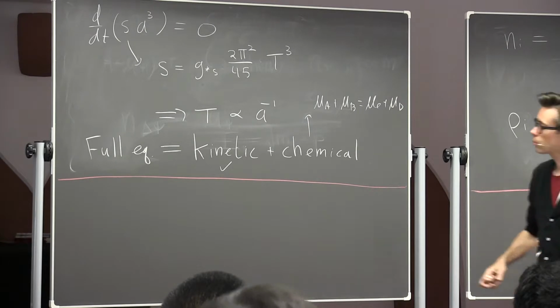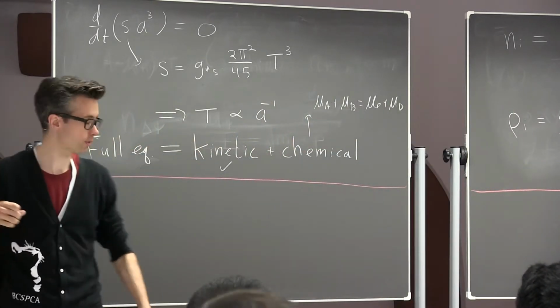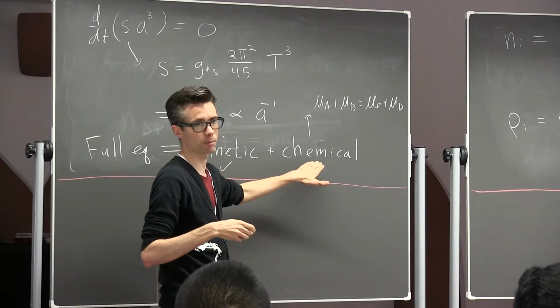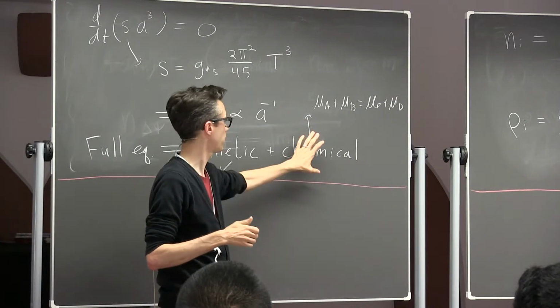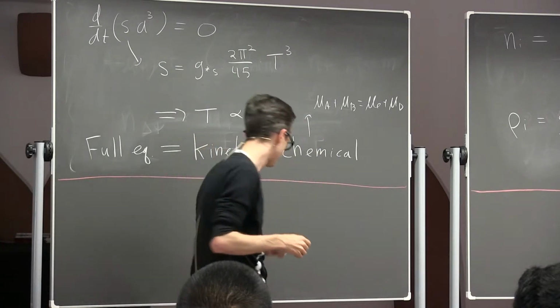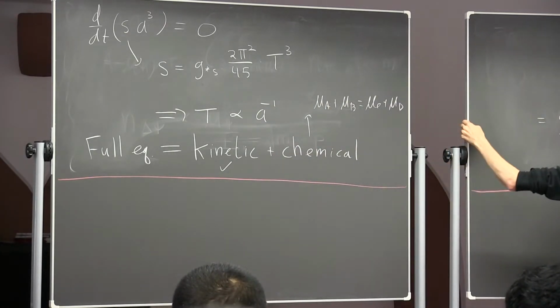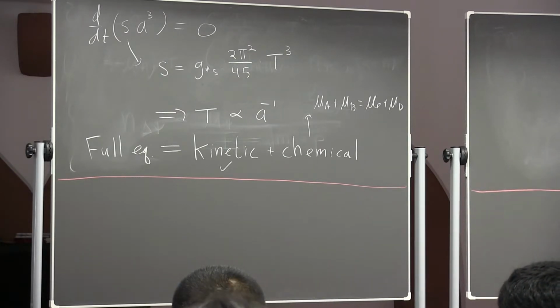And the way to think about this is kinetic equilibrium is probably pretty good. Chemical equilibrium is the harder thing to preserve. And this is the thing we're going to worry about and look at primarily when we look at deviations from equilibrium. So to illustrate a deviation from equilibrium, I want to use a sort of classic example, which is dark matter.